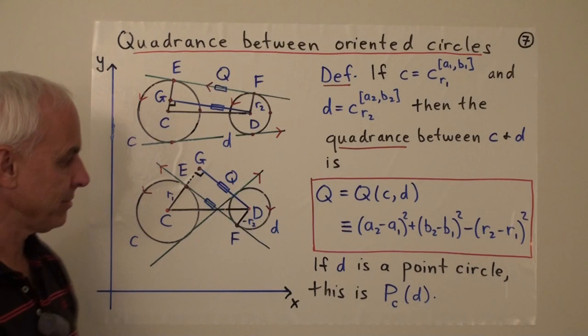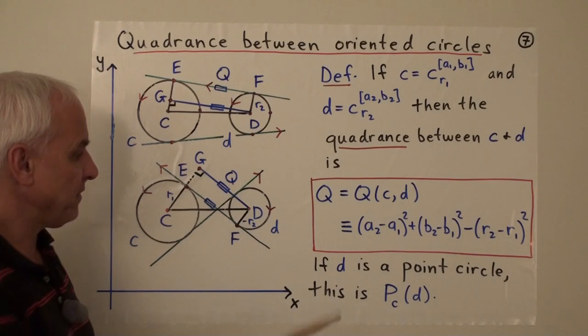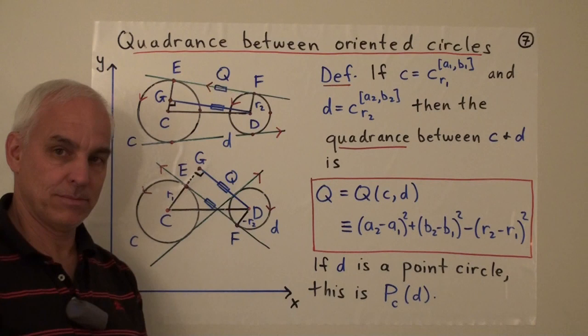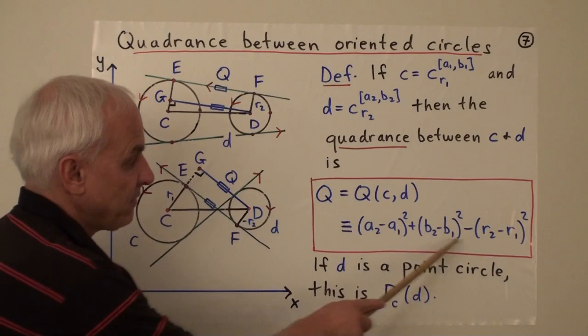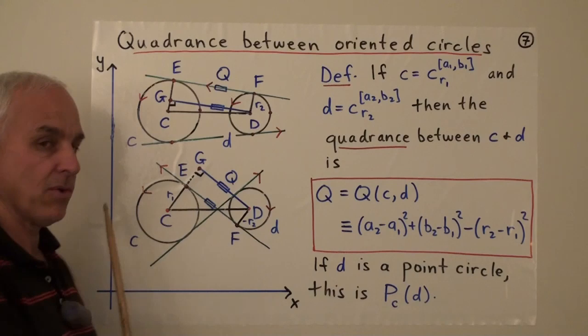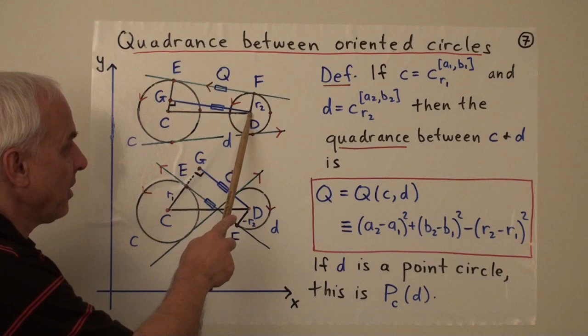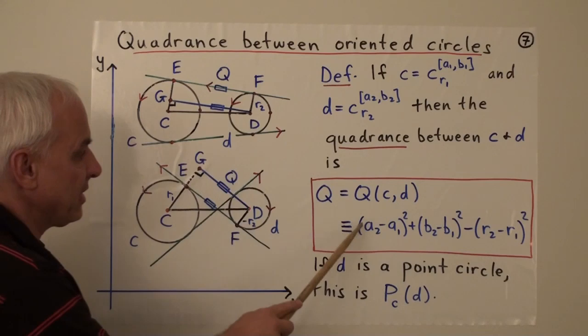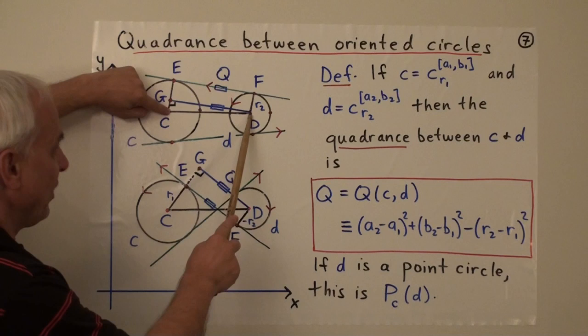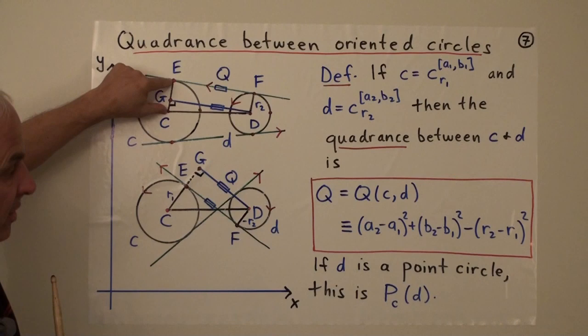And now let's make an observation that if D, say this circle here, happens to be a point circle, if its radius is zero, then this formula is just the power of D with respect to the circle C. If R2 is zero, then we just have an R1 squared here. So we just have the radius R1 of the circle there. This thing here and this thing here is just the quadrance between those two points. So we have the quadrance between these two points minus the radius of the circle squared. That's what we called the power of D with respect to C.